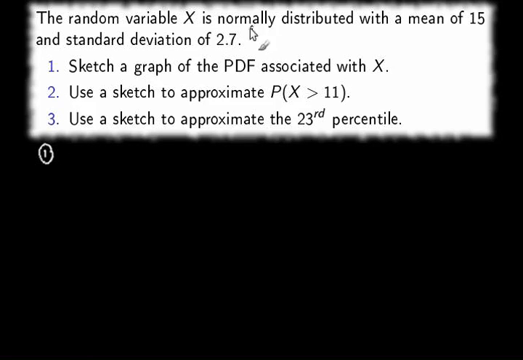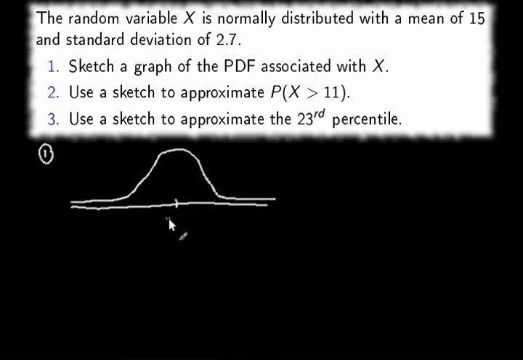X is normally distributed, and it has a mean and a standard deviation, but the fact that it's normally distributed means that the graph of the PDF is a bell curve. So it looks something like this. And the center, or the middle of the graph, it's supposed to be symmetric about that middle. That is the mean of 15, and the standard deviation is 2.7.